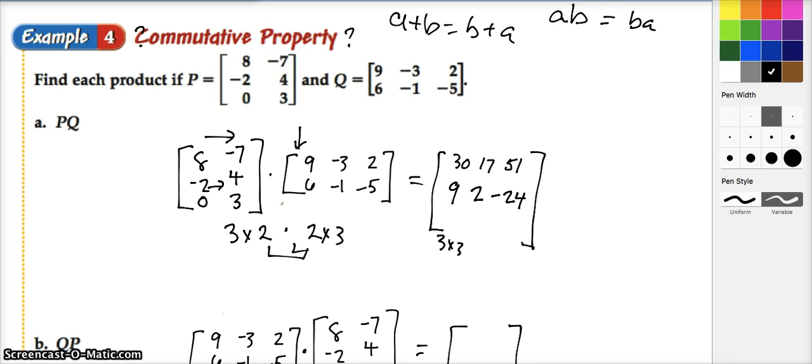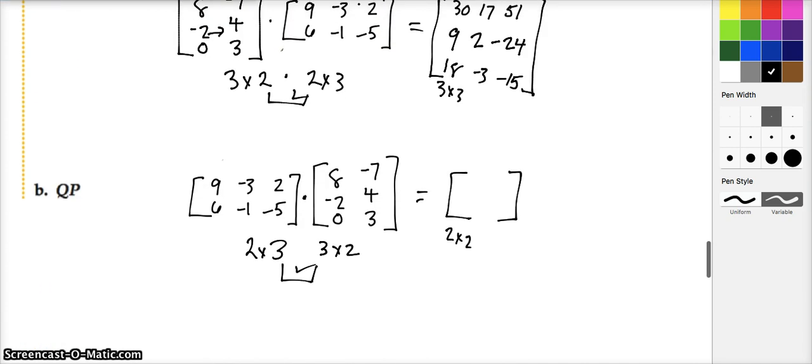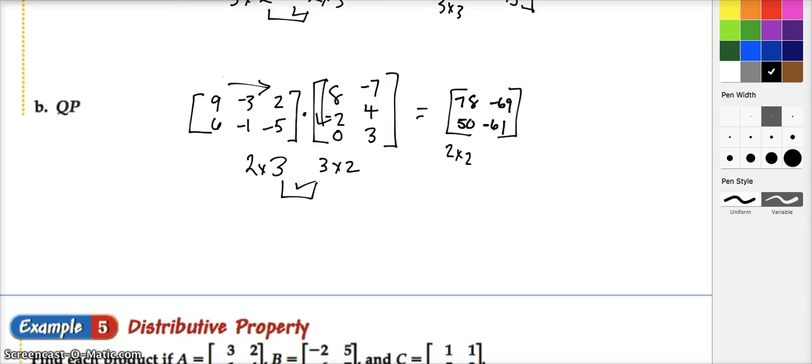Let me do this last one. 0, 3 times each of these columns. I like the 0 because it's going to knock out all the first values. So this is going to be easy for me to do. 0 times 9 is 0. 3 times 6 is 18. 0 times that is 0. 3 times that is a negative 3. 0 times that is 0, and 3 times that is a negative 15. So I have this, and I'm going to come over here and do the same thing. I'm going to multiply this row and this column. And here's what we got as our final answer.